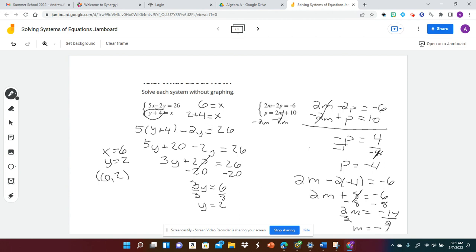So on here, I'm going to write that. We have m equals negative 7, and then p equals negative 4. And I'm going to write that as an ordered pair of mp. So negative 7, negative 4 would be my solution. So I'm going to box that in so that I can set that apart. Same thing with my solutions over here.